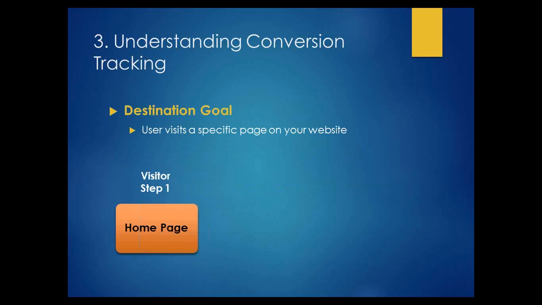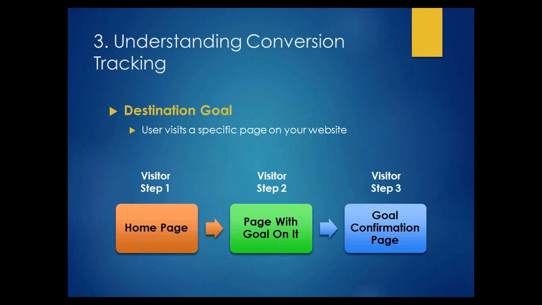So imagine a visitor in step 1, they go to your home page, right? Now in step 2, let's say they go to a page where you have a certain goal on it, as in, on this page there exists a call to action of something that is really valuable to you, right? And once they complete that action, they are taken to another page which acts as a confirmation page, right? So once they've completed whatever goal it is that you want them to complete in step 2, they get taken to another page after that, which you call a confirmation page.